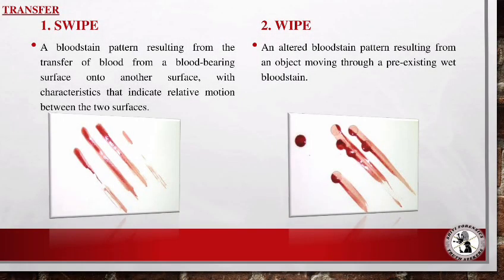The second category is transfer stains. This occurs when a blood-bearing surface comes into contact with another surface. There are two types of transfer bloodstain. First one is the swipe pattern. It happens when a bloody object moves across a clean surface, leaving a trail. Example, bloody shoe print. Second one is the wipe pattern, which occurs when a clean object moves through an existing wet bloodstain, altering its original shape. This type of bloodstain pattern can show direction of movement and help reconstruct the sequence of events.